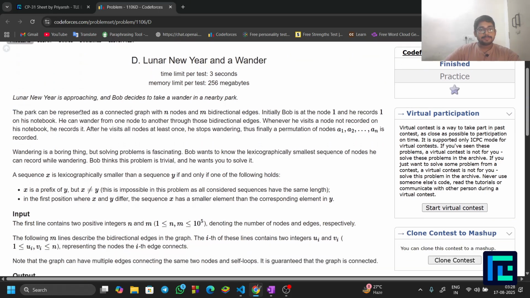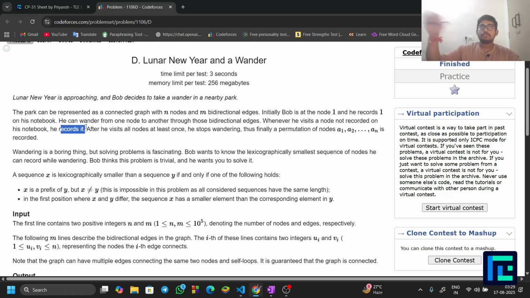The park can be represented as a connected graph with n nodes and m bidirectional edges. Initially, Bob is at node 1 and he records 1 in his notebook. Okay, so you are given a connected graph with bidirectional edges, n nodes and m edges, and Bob is initially at node 1. He records 1 in his notebook. He can wander from one node to another through those bidirectional edges. Whenever he visits a node not recorded in his notebook, he records it.